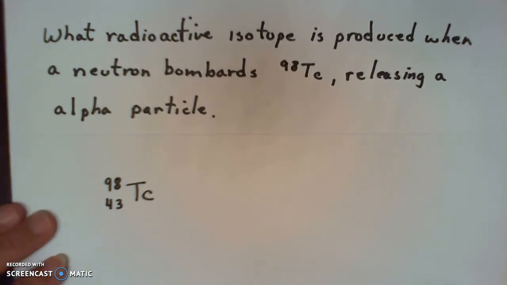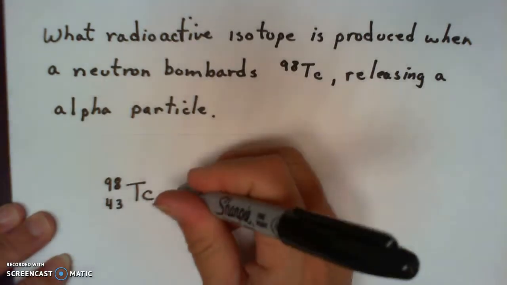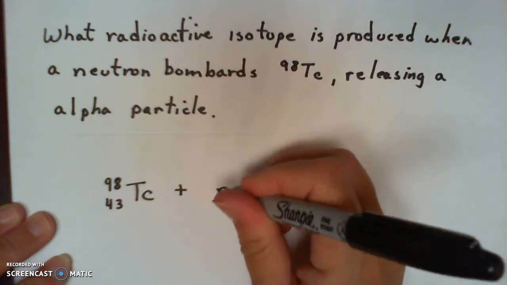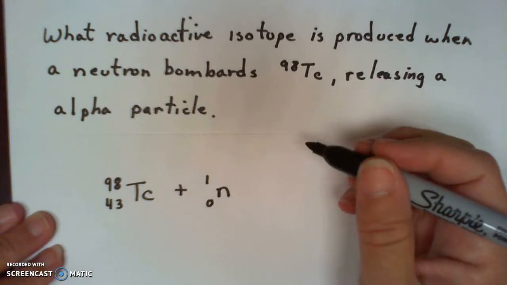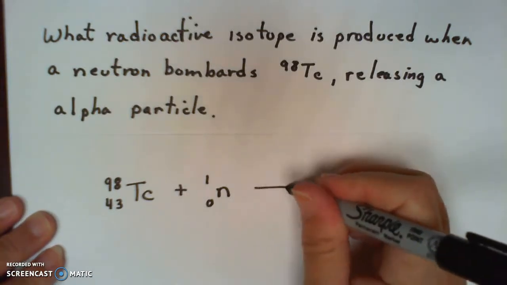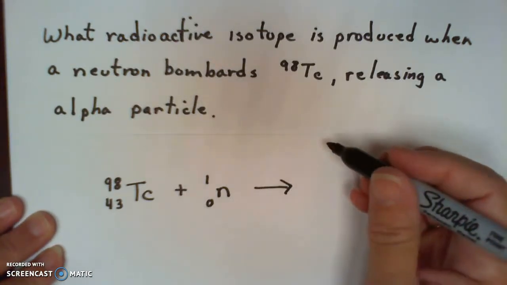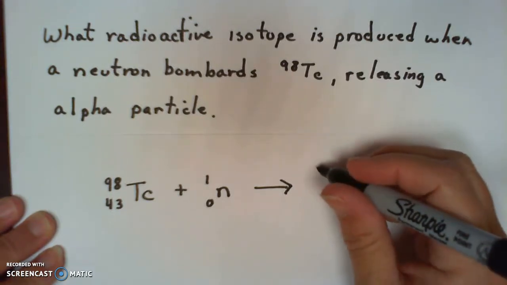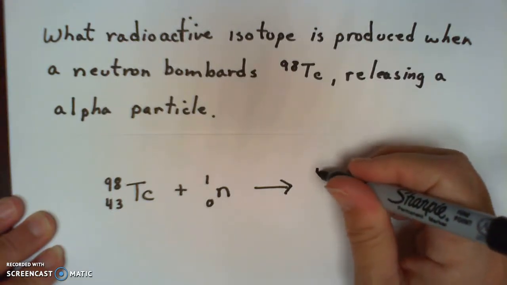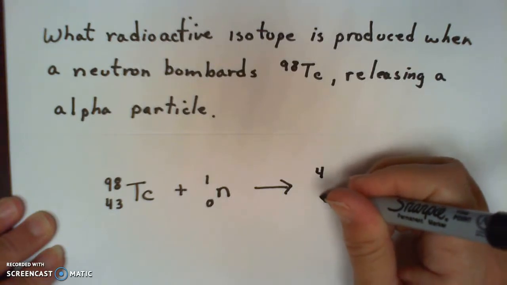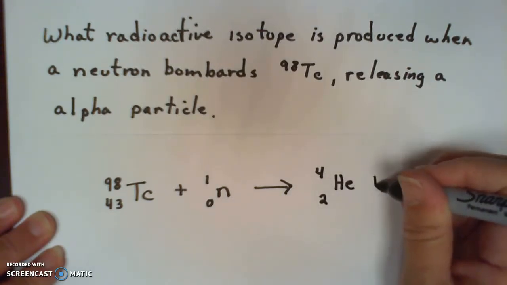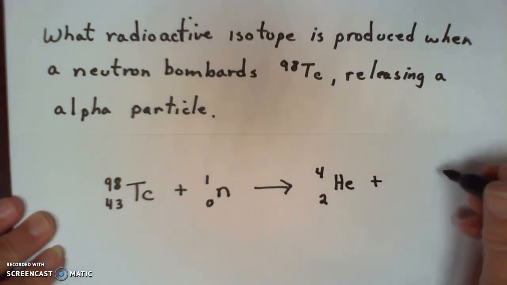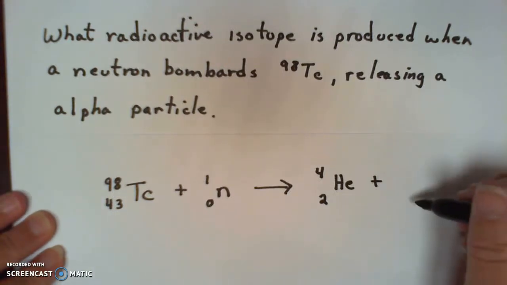It's being bombarded by a neutron, so the neutron is going to have no charge and a mass number of 1. It's going to release an alpha particle. Alpha particle is going to have a mass number of 4 and a charge of 2. It's basically a helium nucleus, and something that we don't know. This is our unknown radioactive isotope.